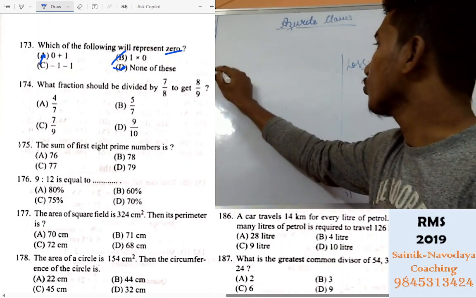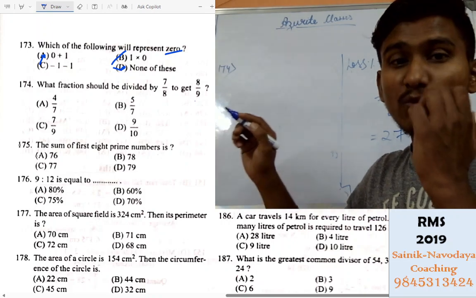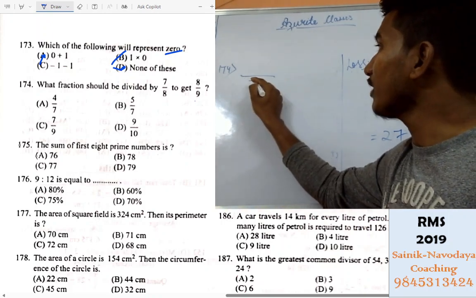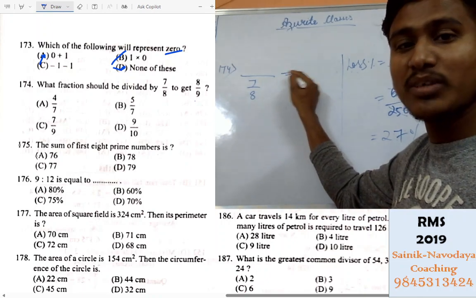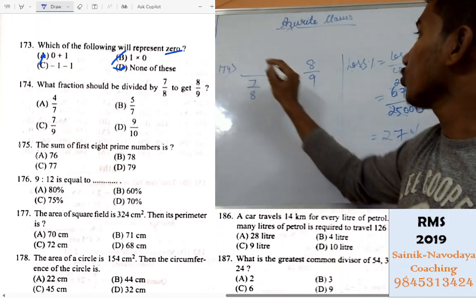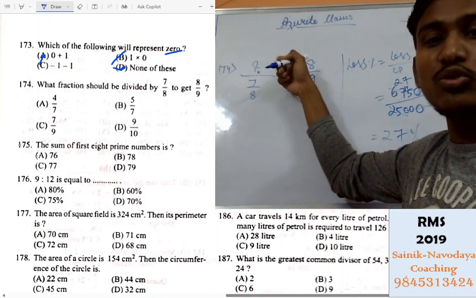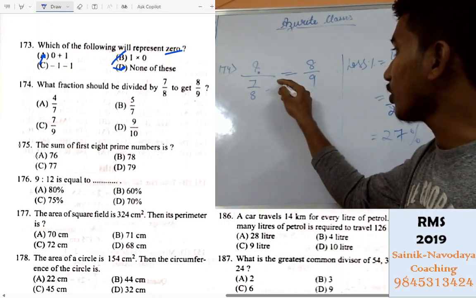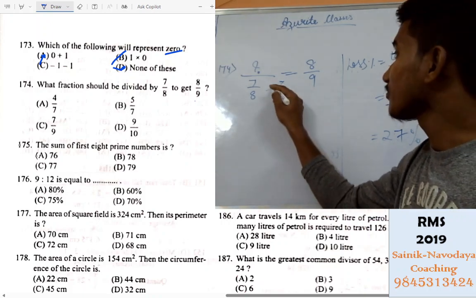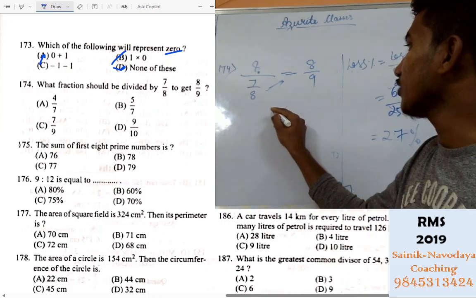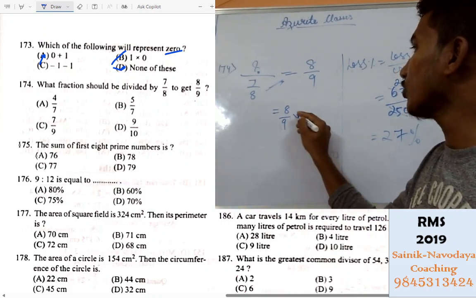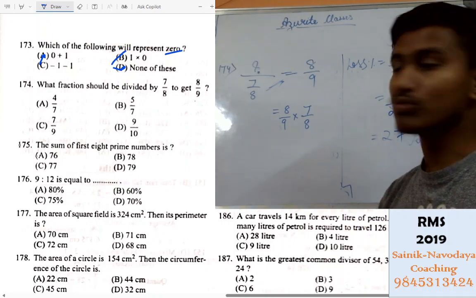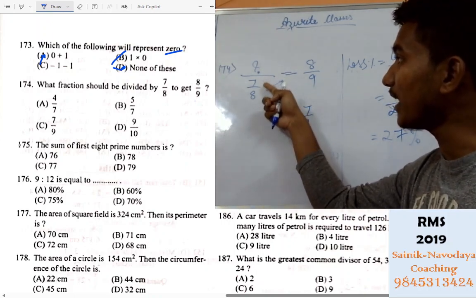174 now. Okay. So 174 is the question: what fraction should be divided by 7 by 8 to get the answer 8 by 9? So what fraction is in the numerator? Yes. So if you take this to the other side, what will happen? It will multiply. So that is why we have to do 8 by 9 into 7 by 8. Okay. Yes. What fraction should be divided by 7 by 8 is there.